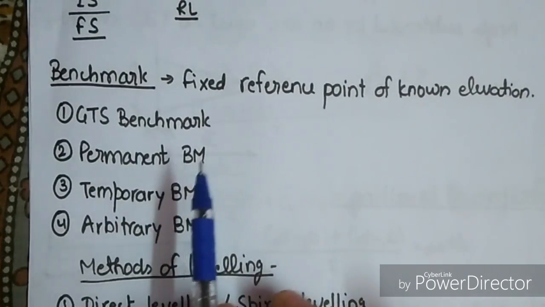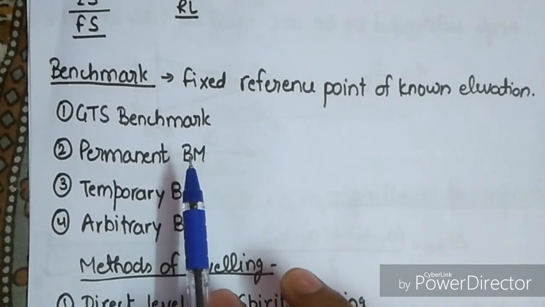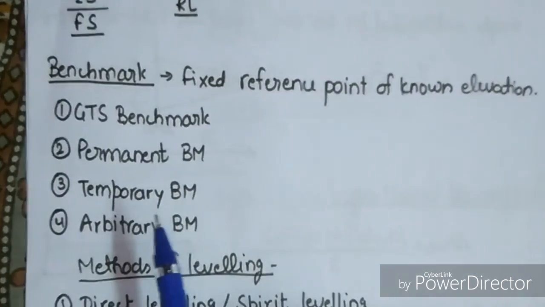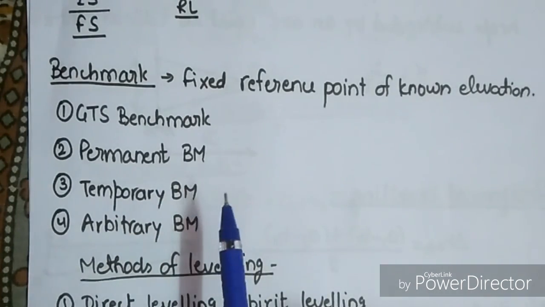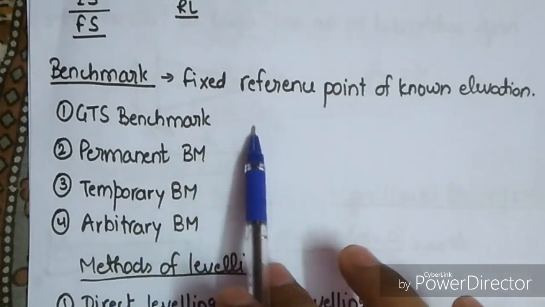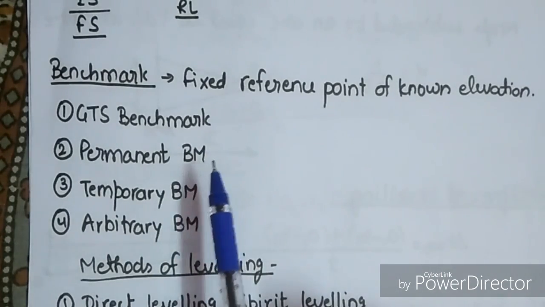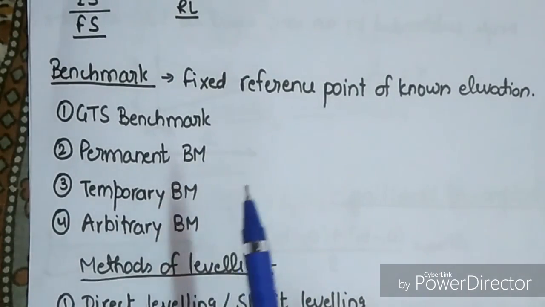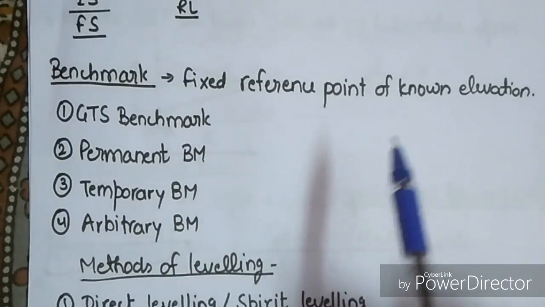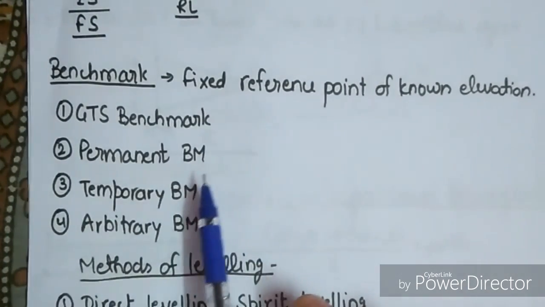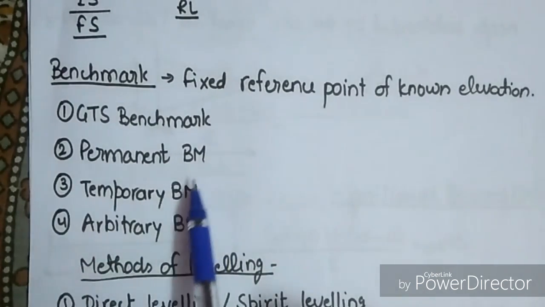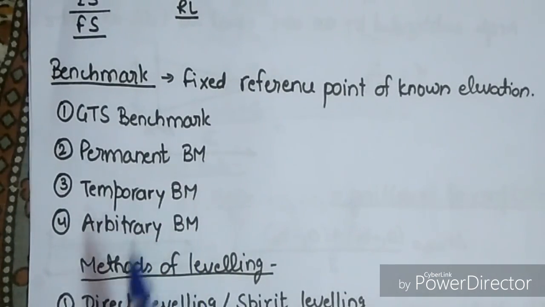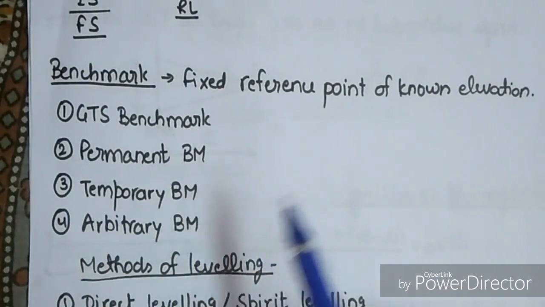A GTS benchmark is a Great Trigonometric Survey benchmark. These are established by the Survey of India throughout the country. These are established very accurately with respect to Bombay High. Bombay High is our datum for GTS benchmarks. Next, permanent benchmarks are established at closer intervals between widely spaced GTS benchmarks. These are established by the Survey of India or by PWD. Temporary benchmarks are temporarily established whenever required.